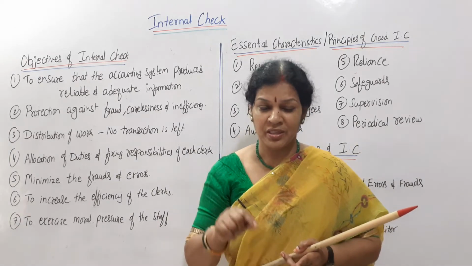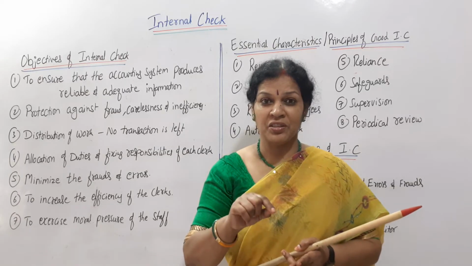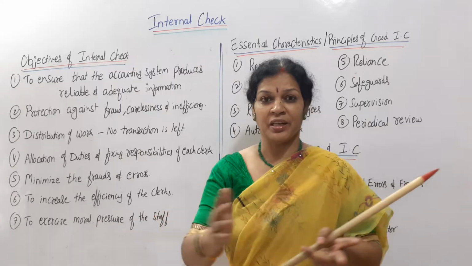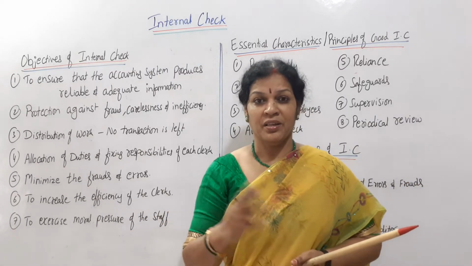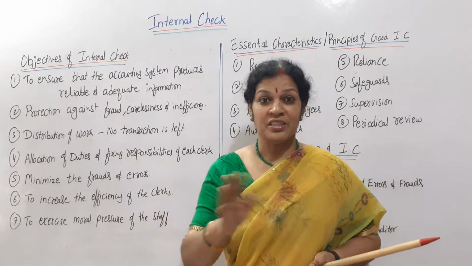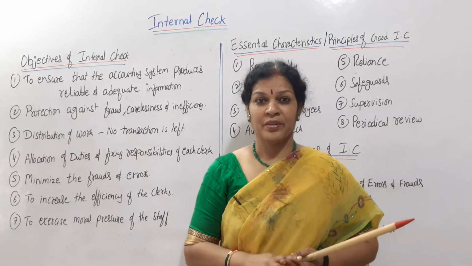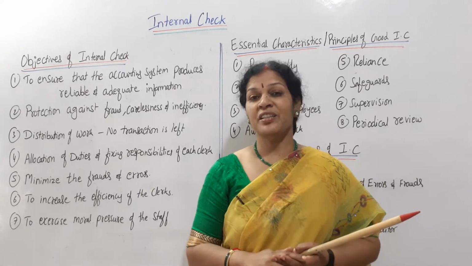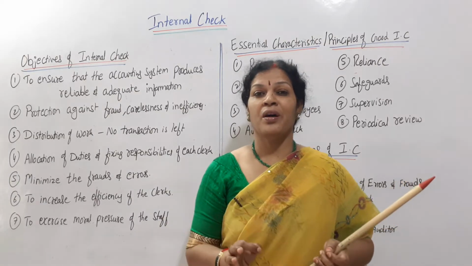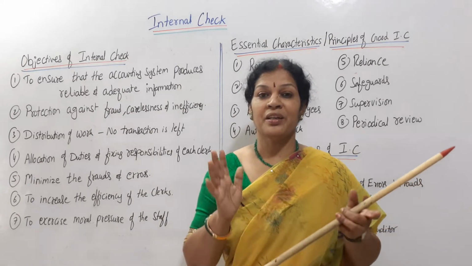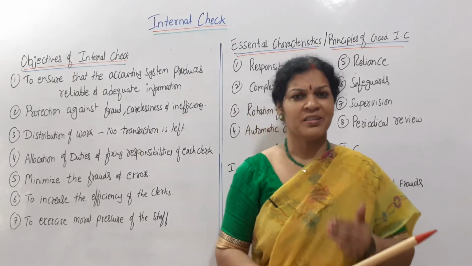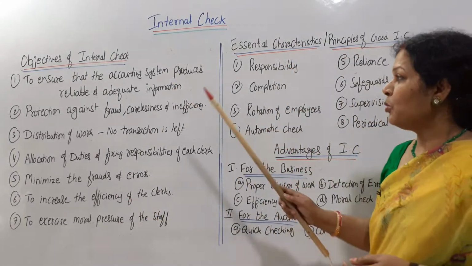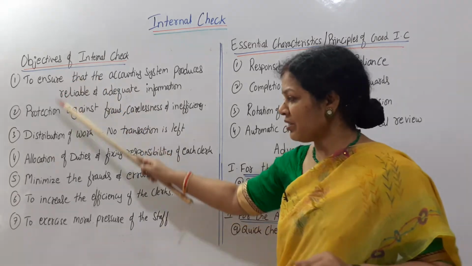Internal check system is arranged inside the organization. One person is writing the transaction, and immediately it is checked by another one, minimizing the frauds and errors. That is why the internal check system must be strong. It is a part of the internal control system. We'll discuss in depth the main objectives of internal check. The main objectives are a total of seven.